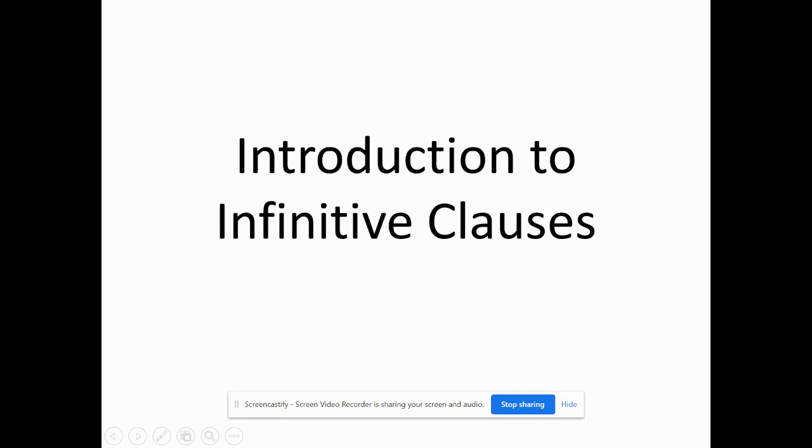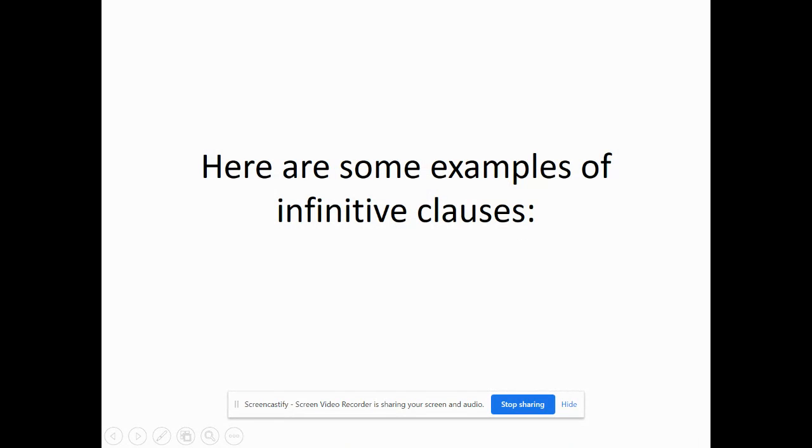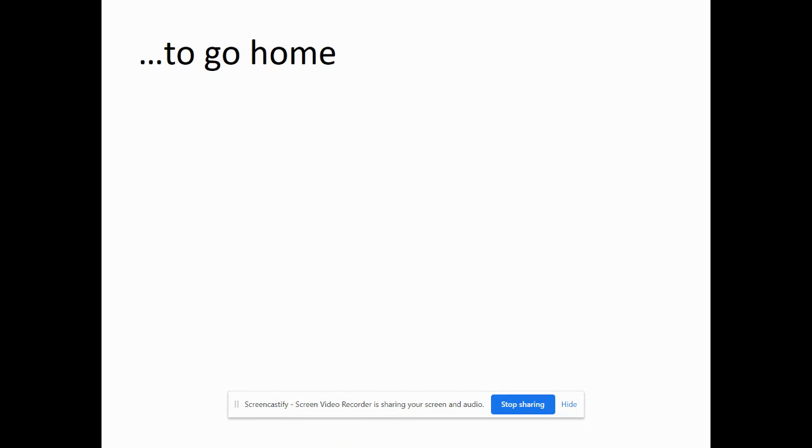This is an introduction to infinitive clauses in German. Here are some examples of infinitive clauses. If you want to say to go home in German, you would say nach Hause zu gehen. Notice that gehen is at the end of the sentence and zu comes right before it.